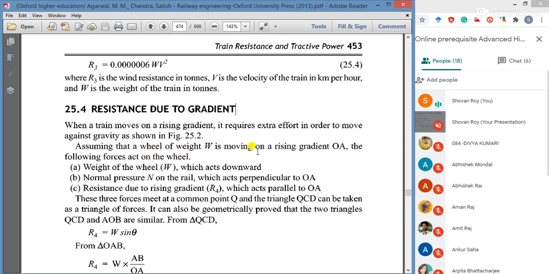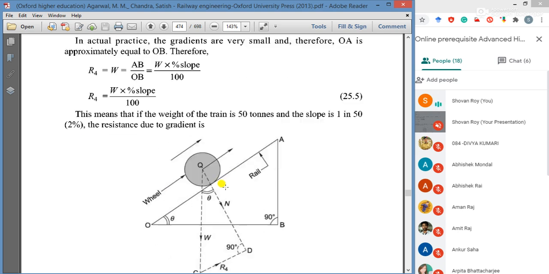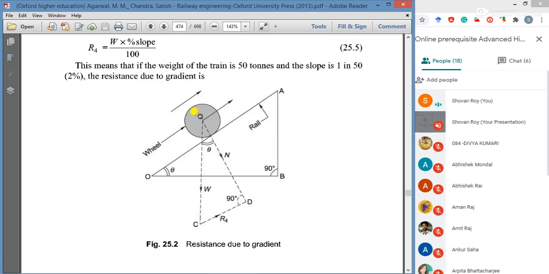The following forces act on the wheel: the weight of the wheel, which acts downward; the normal pressure N on the rail, which acts perpendicular to OA; and the resistance due to rising gradient, that is R4, which acts parallel to OA. This derivation will not come in the exam, but for understanding we will go through it. These three forces meet at a common point Q, the center point of the wheel.